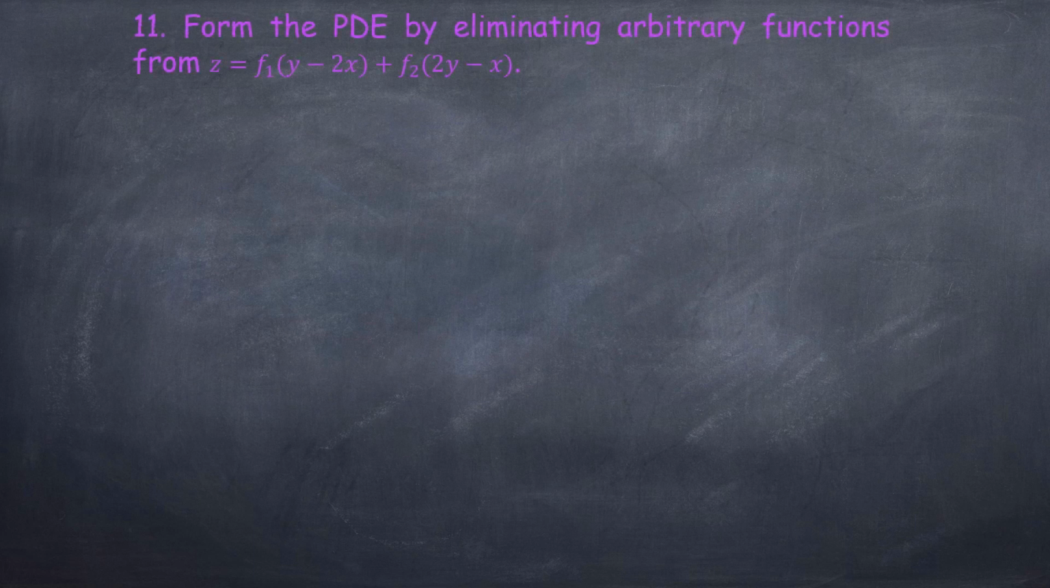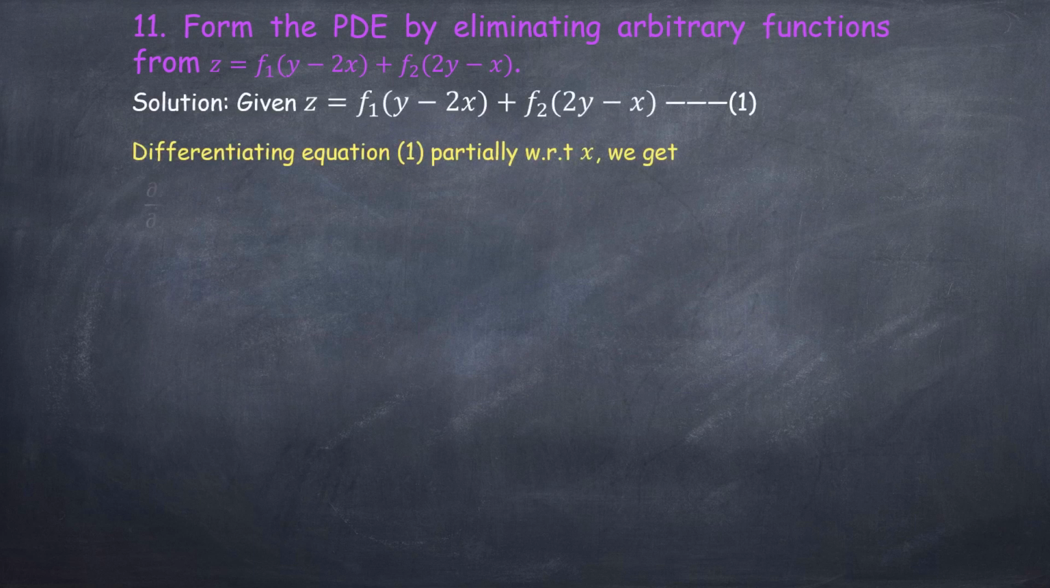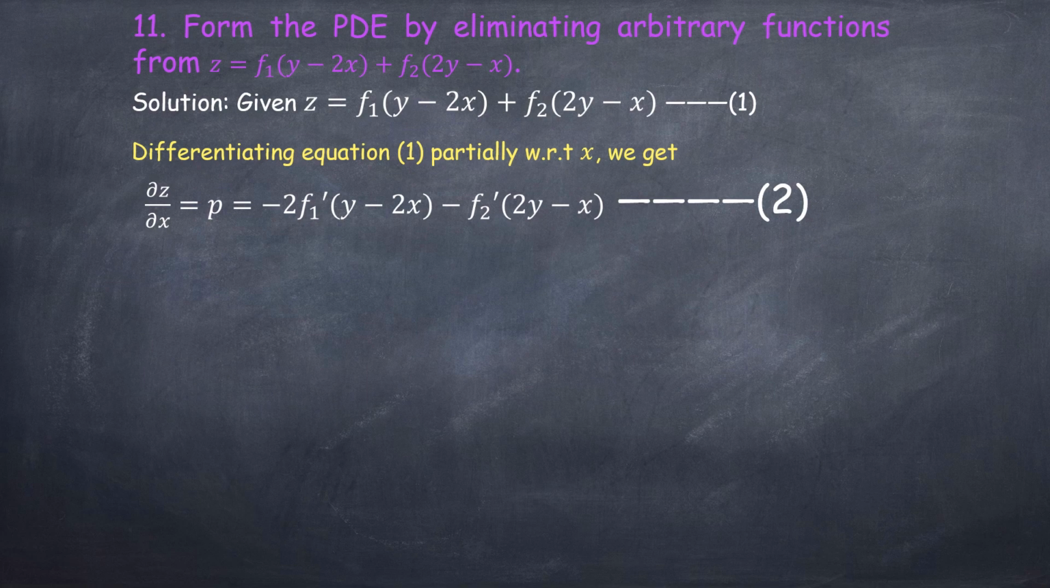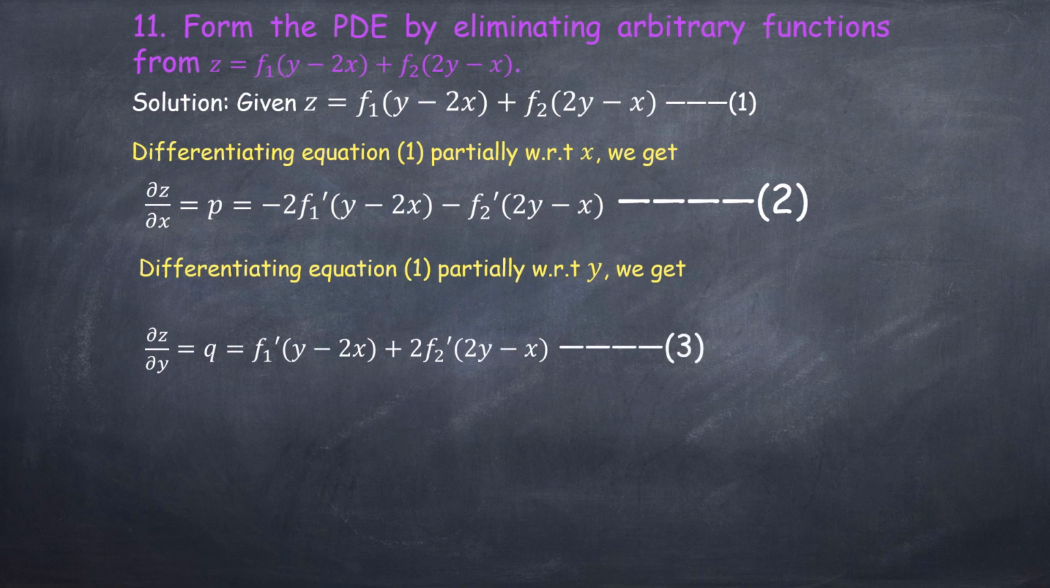The next problem is similar to the previous ones only. Form the PDE by eliminating the arbitrary functions: z is equal to f1 of (y minus 2x) plus f2 of (y plus 2x). Differentiate 1 with respect to x, we get the value for p in the form minus 2 into f1 dash plus 2 f2 dash. 1 with respect to y will give q is equal to f1 dash plus f2 dash.